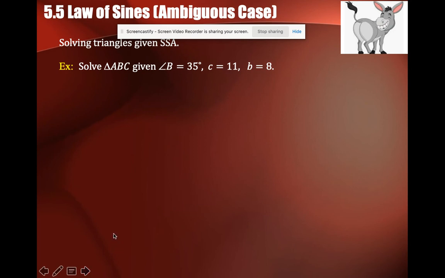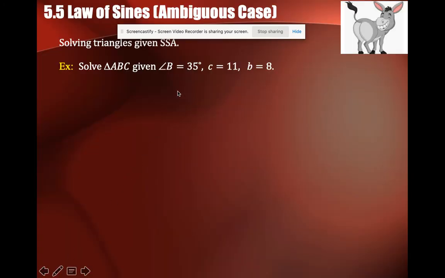But let's look at this one. Given triangle ABC, where B is acute, so I'm going to need to find the height.